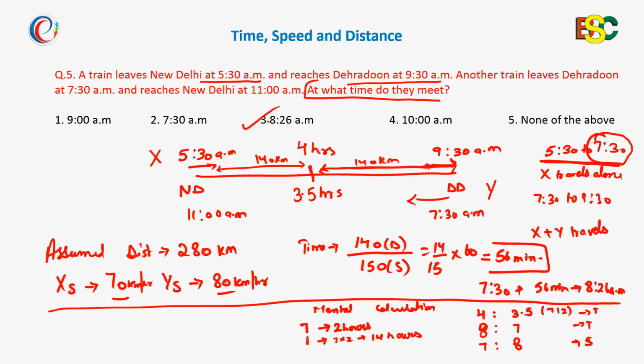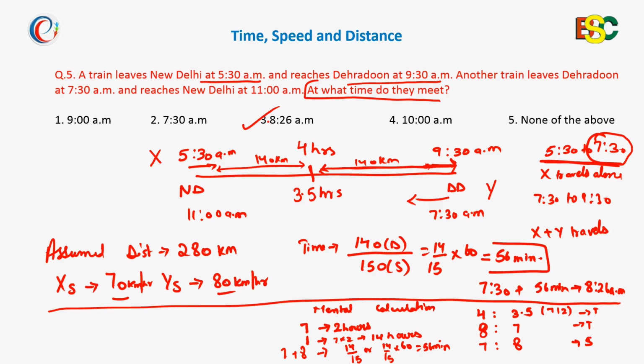Here speed decreases, so time will increase, and thus with 7 plus 8 speed they will cover it in 14 by 15 hours, or 14 by 15 into 60 minutes, that is 56 minutes. The answer is the same, but the calculation is easy.